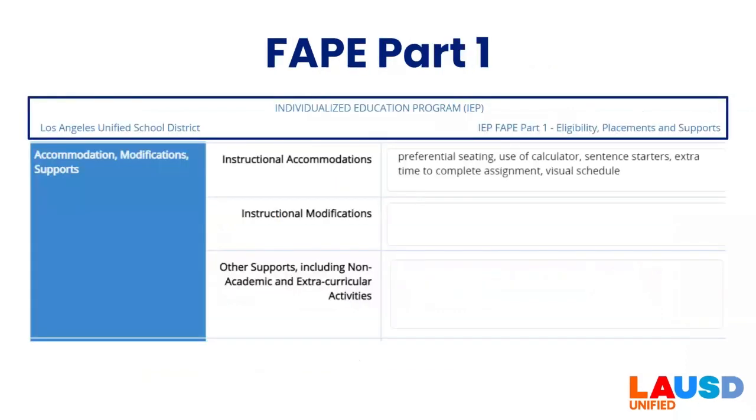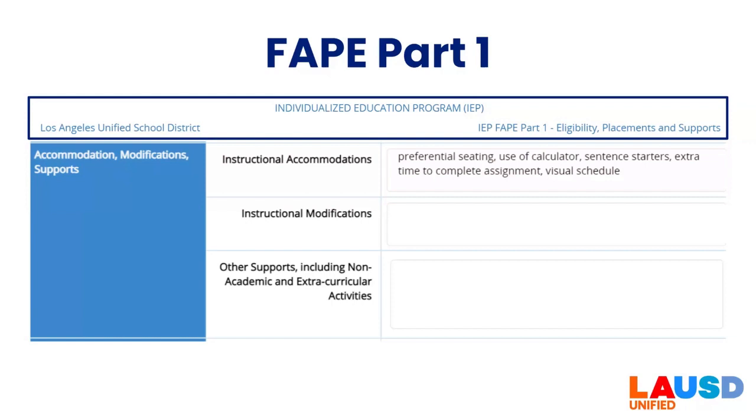Another part of the IEP is called FAPE Part 1. This page can be very helpful when trying to figure out what supports your student needs in reaching their academic goals and grade level standards. FAPE stands for Free and Appropriate Public Education. On this page, the student's accommodations and modifications can be found. The accommodations and modifications listed here are not optional. They must be used with your student.